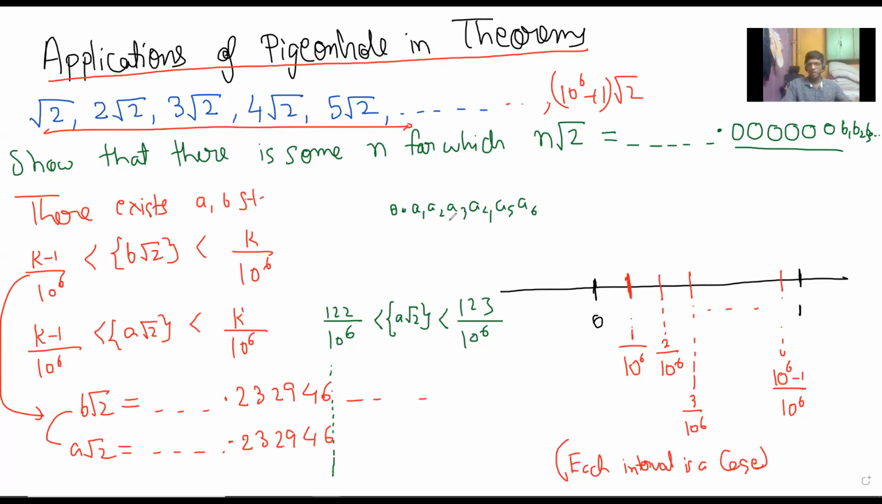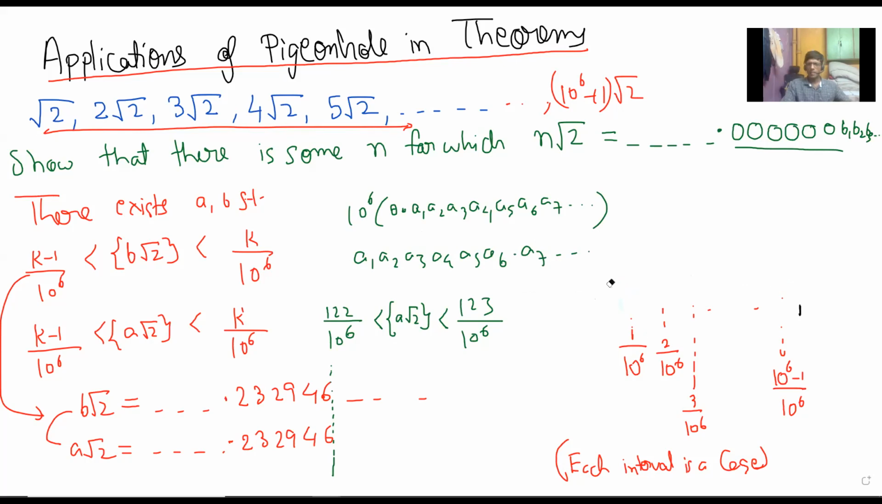Yeah, it's okay. But the point is, if there are these 6 places, and let's say that there is a 7th and so on, then when you multiply this by 10 to the 6, what happens? This becomes the number a1, a2, a3, a4, a5, a6 dot a7 and so on. The same thing, but let's see what happens to b.